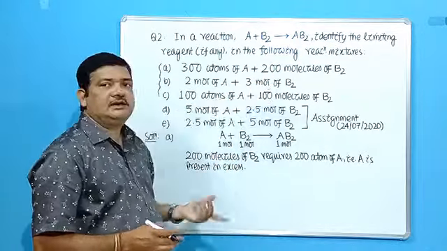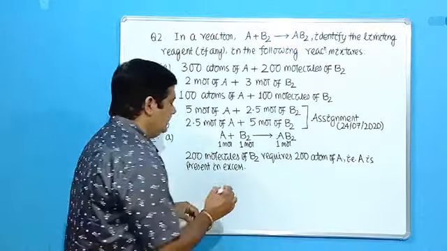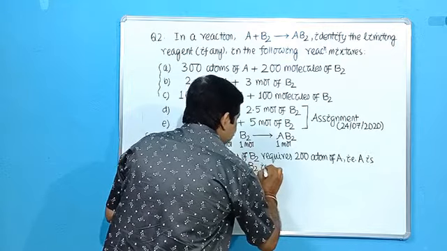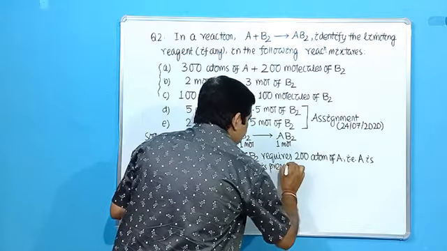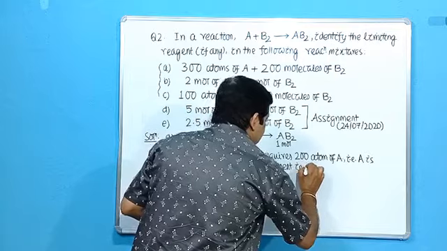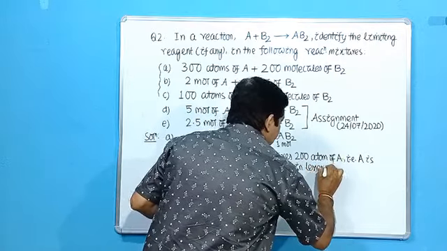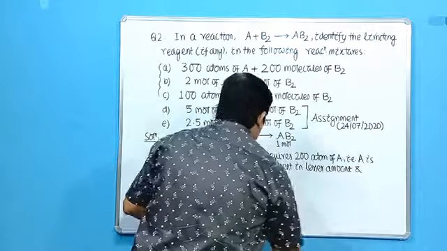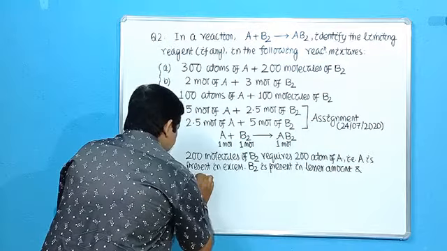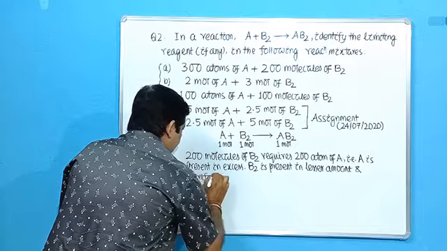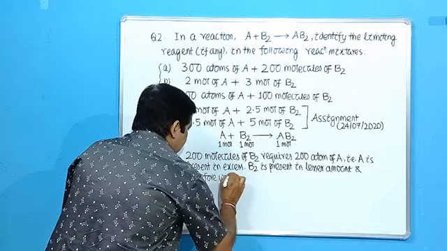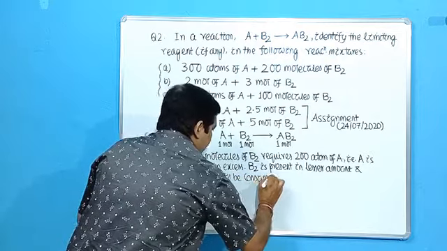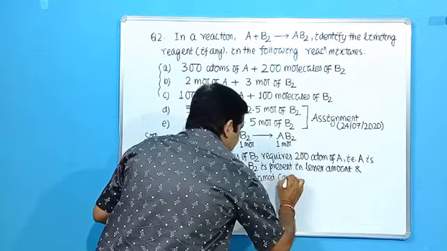So which is the limiting reagent? Now which will be consumed first? B2. So B2 is present in lesser amount or lesser quantity, and therefore will be consumed completely.